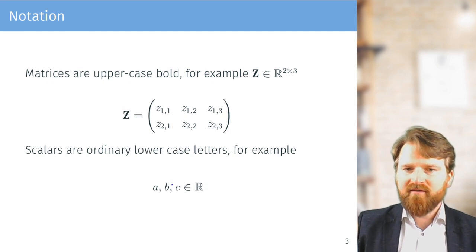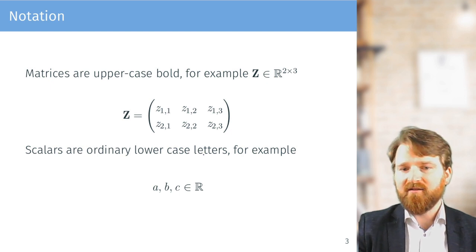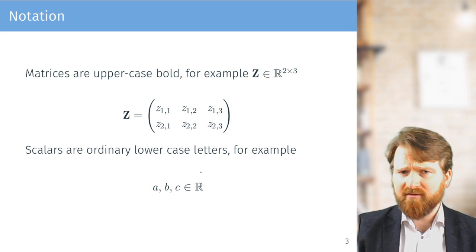For matrices, we'll be using bold uppercase letters, so this is a standard matrix as we know from linear algebra. 2 rows and 3 columns, so 2 times 3, and they are indexed like that. For scalars, simple numbers, we will be using lowercase letters, for example a and b and c are real numbers here. So here is no surprise.